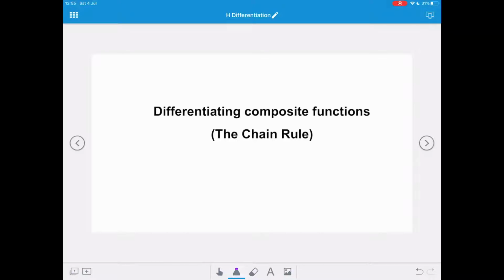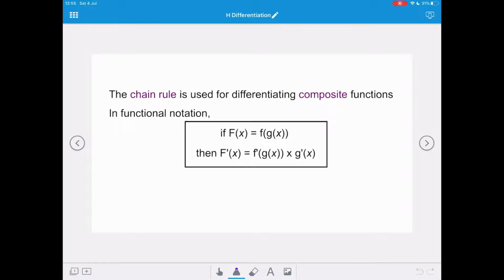So in this video, we're going to look at differentiating composite functions using something called the chain rule. The chain rule is used for differentiating composite functions, and in functional notation, if f(x) equals f of g of x, where g of x is the inside function and f of x is the outside function, then the derivative of the composite function equals the derivative of the outside function multiplied by the derivative of the inside function. So in other words, f dash g of x multiplied by g dash x.